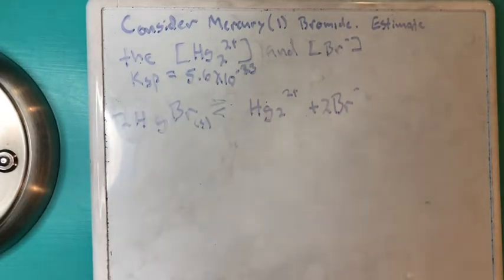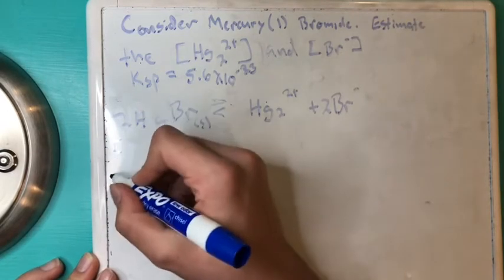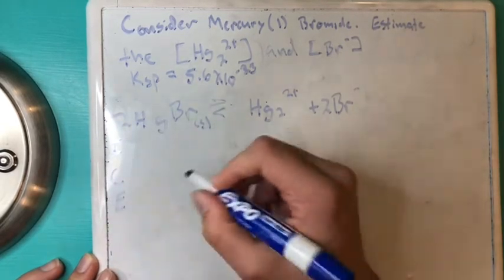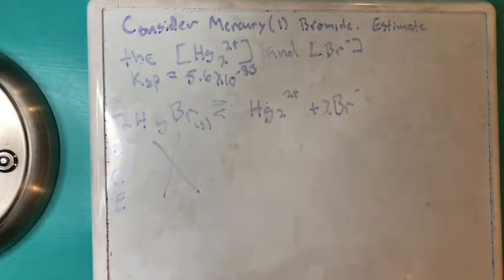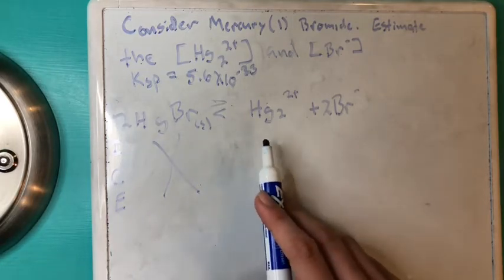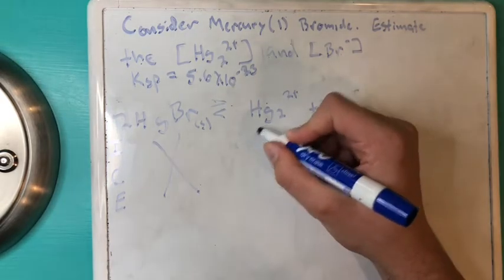Okay. So, as with the other one, we're going to write an ICE table. And because this is a solid, again, we can just cross it off. And nothing in the question said that there's any initial concentration of the mercury(I) ion or the Br- ion, so these two will start with 0.